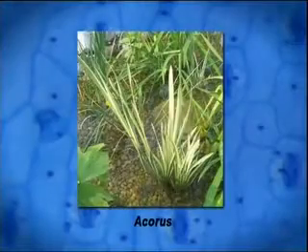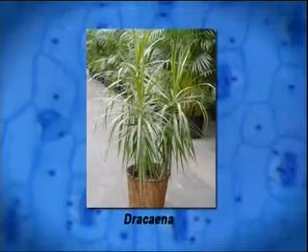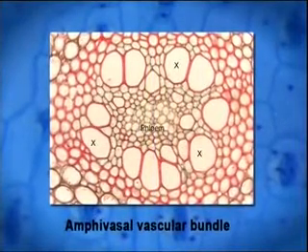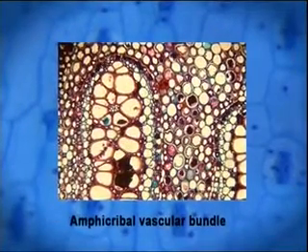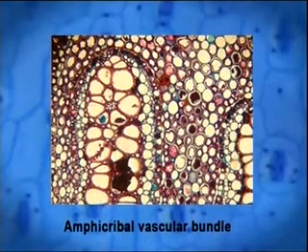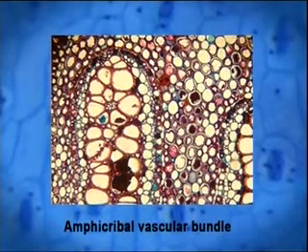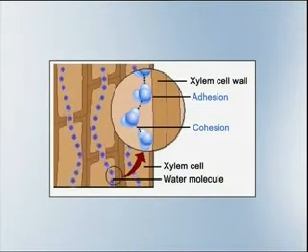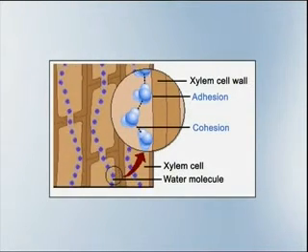In some monocot plants such as Acorus and Dracaena, phloem is surrounded by a continuous ring of xylem. This pattern is called amphivasal vascular bundles. In contrast, amphicribal vascular bundles, which are found in some angiosperms and ferns, have xylem surrounded by a ring of phloem. Primary xylem. Xylem tissue transports and stores water and mineral ions.